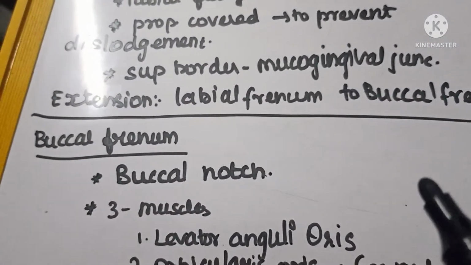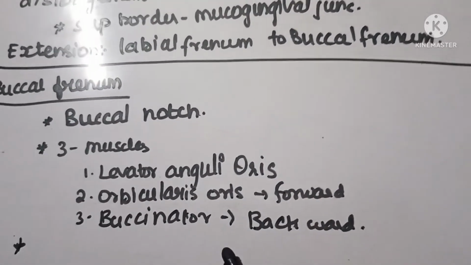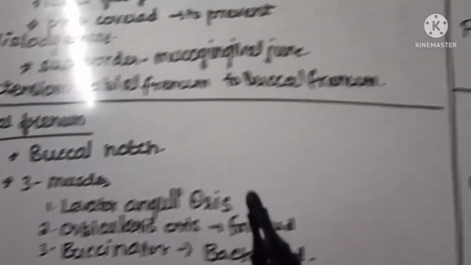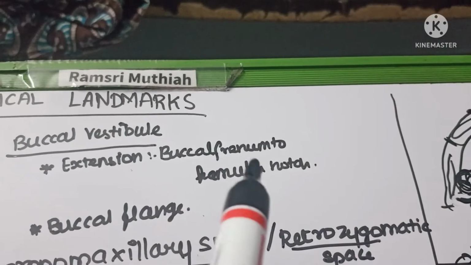Then your buccal frenum, buccal notch, with 3 muscles involved: levator anguli oris, orbicularis oris, and buccinator. Orbicularis oris pulls it forward and buccinator pulls it backward. Then you have your buccal vestibule. This extends from the buccal frenum to the hamular notch.